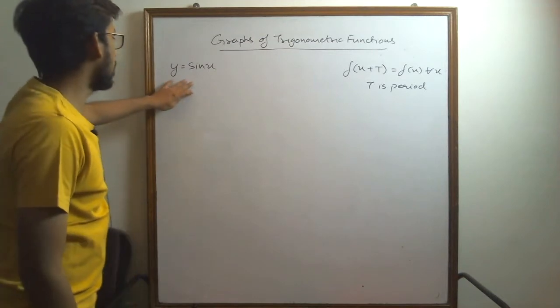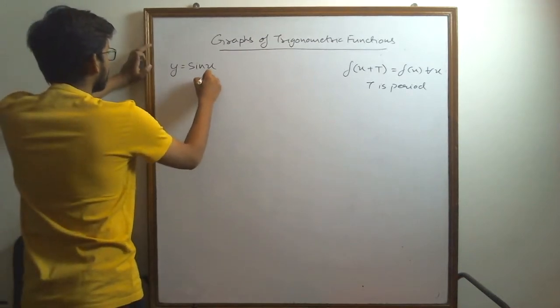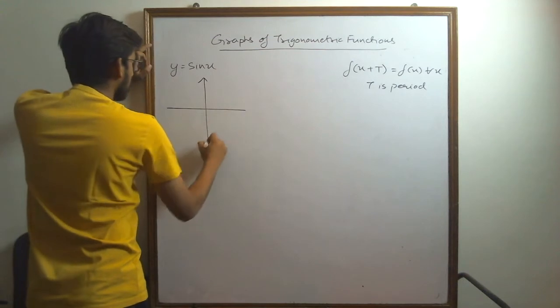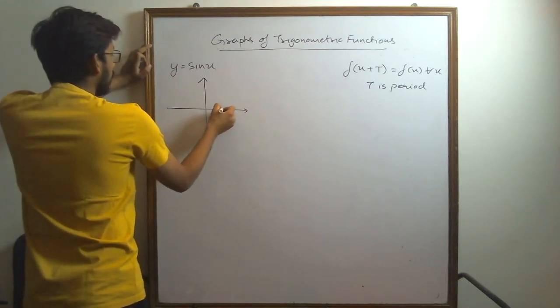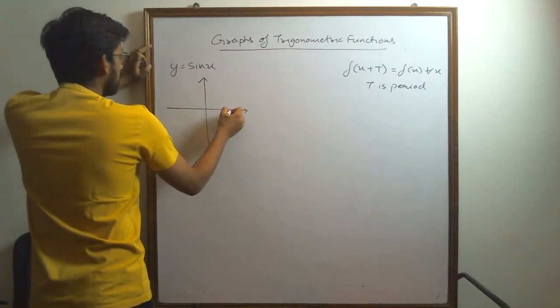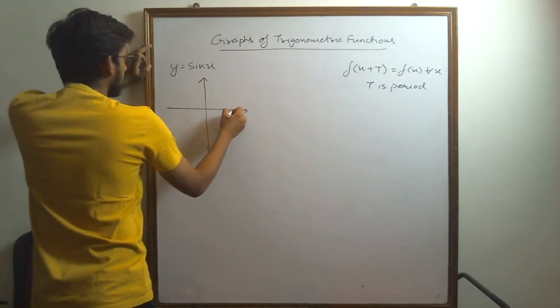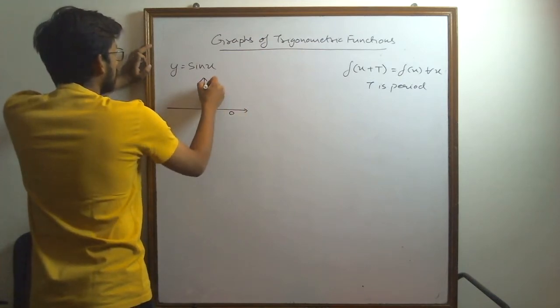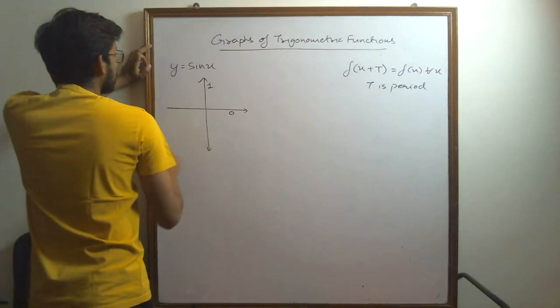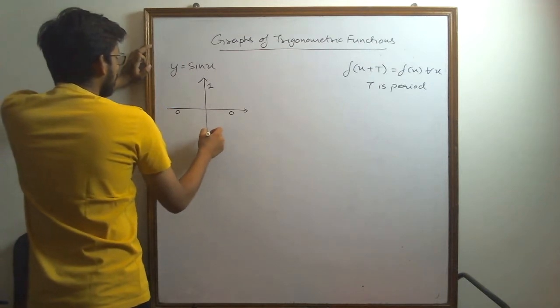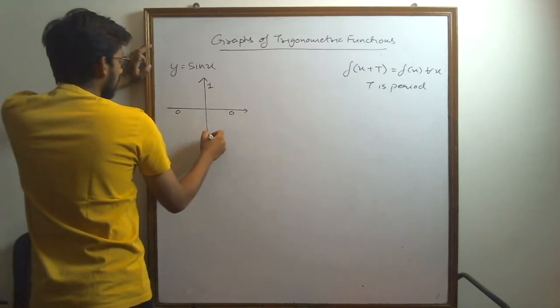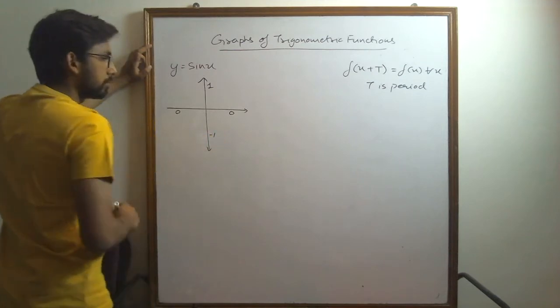So for sin x, let's look at what the period is. Now on the coordinate plane, if I go from 0 to pi by 2, first at 0 radians sin 0 is 0, at pi by 2 sin pi by 2 is 1, at pi sin is again 0, and at 3 pi by 2 sin is minus 1.